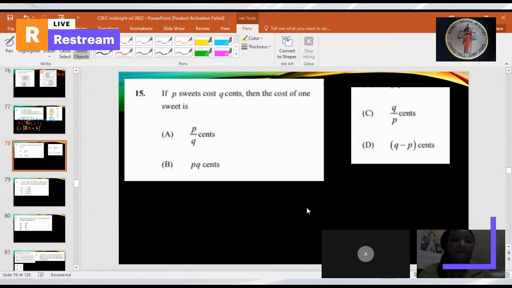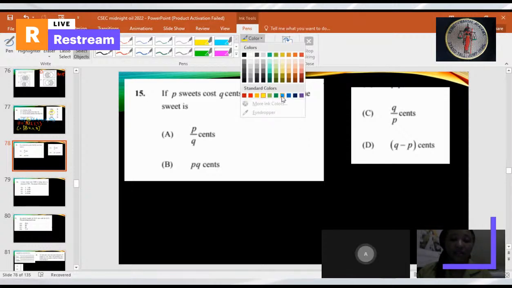Okay, number. If P sweets cost Q cents, then the cost of one sweet is P divided by Q. Would you divide the sweets by the cents to work out the cost of one sweet? Or would you divide the cents by the number of sweets? Miss, I'm thinking you're saying sweets divided by the cents.